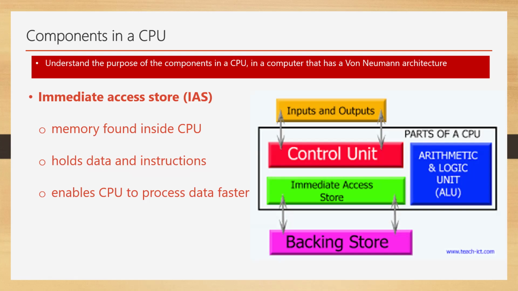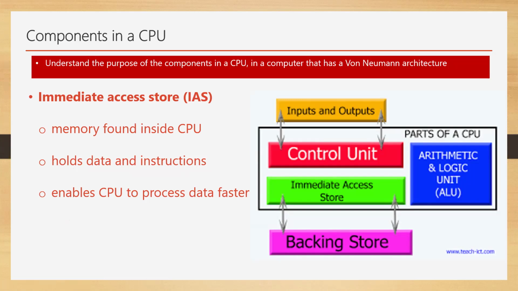Now, the next area I have here is the immediate access store, IAS. This is also a part of your von Neumann architecture. In this immediate access store, this is a memory found inside a central processing unit. The reason for your IAS is that it holds the data and instructions. It also enables the CPU to process data faster.